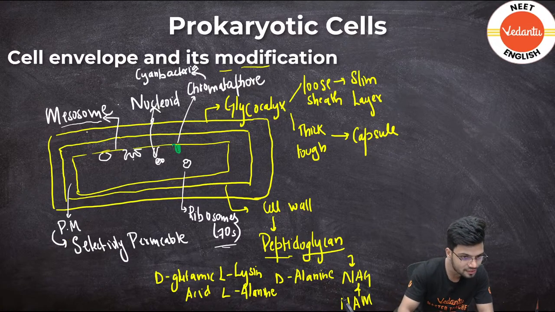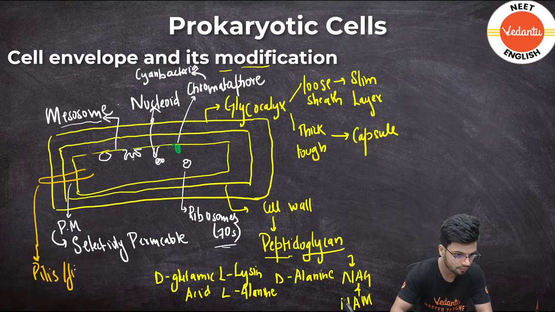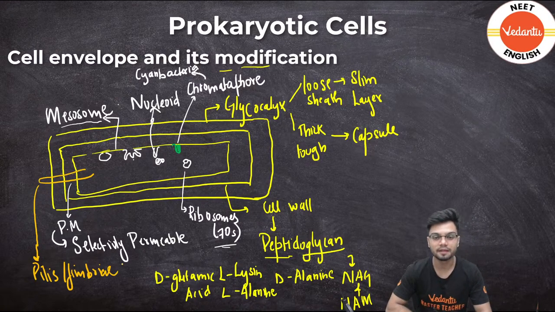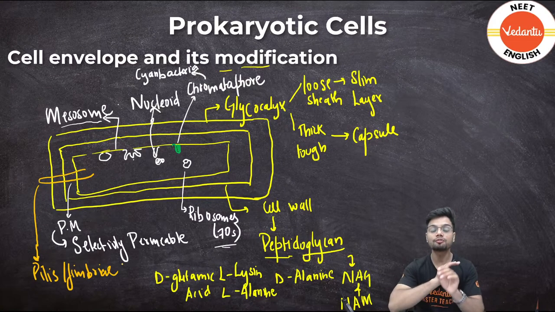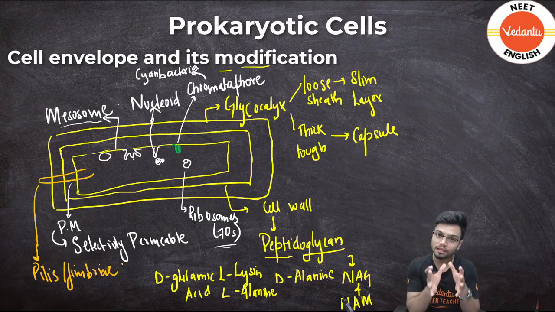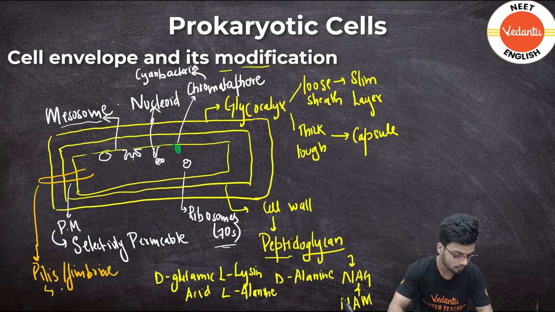Do you have something called one small tubular structure here? Now, this tubular structure is nothing but your pilus or fimbriae. Now, this pilus, fimbriae, NCERT clearly tells you they're not for motility at all. They're only for attachment. The pilus or fimbriae are mainly for what? Attachment.